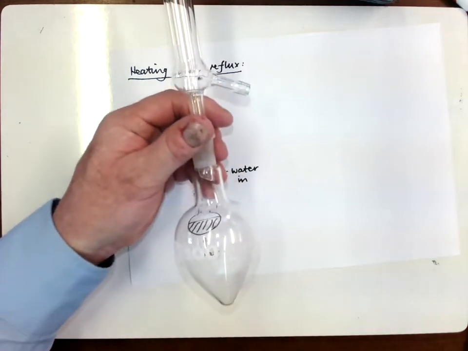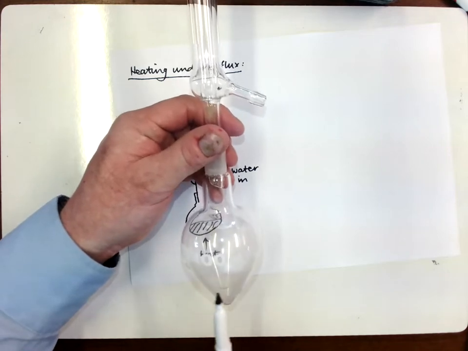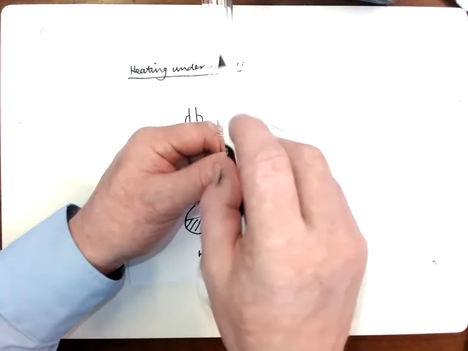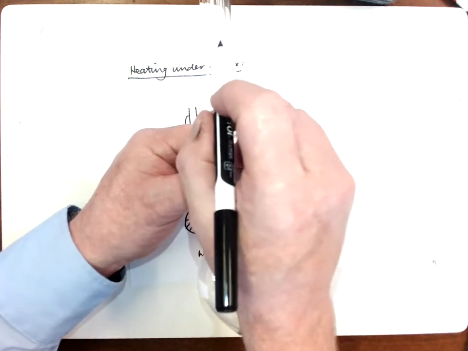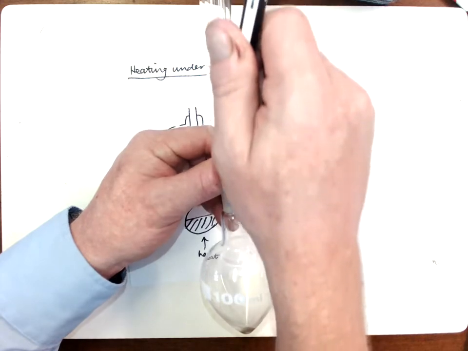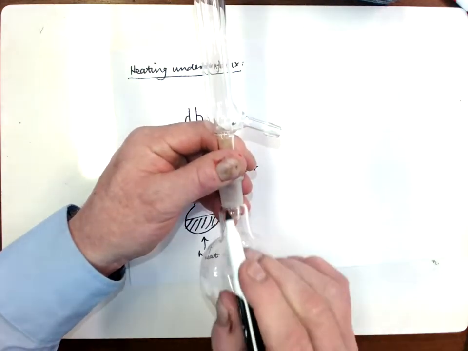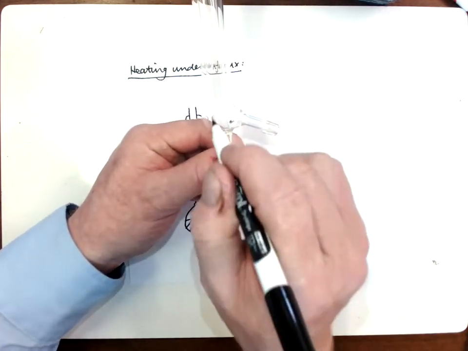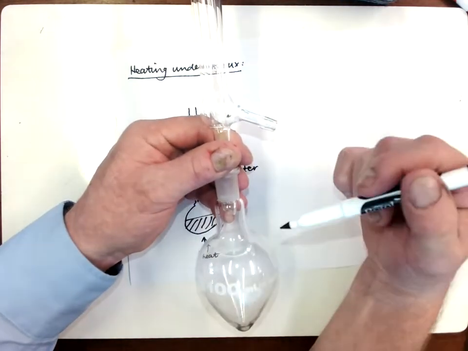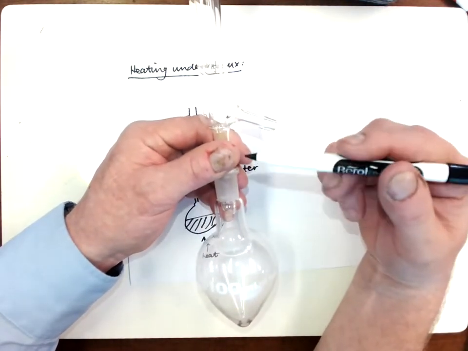Now when we heat down here, everything will get very hot, it'll start to boil, and it will rise up as a vapour would do, and it'll hit the nice cold inside of this water jacket, and it will condense and it will return. It will continue that continual evaporation and condensing, which is heating under reflux, for as long as you want, really.